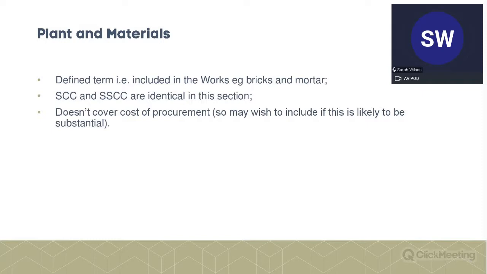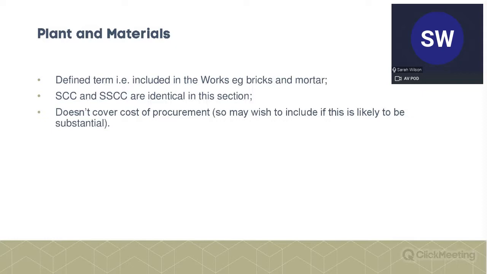So item 3 on the schedule of cost components and the shorter schedule, plant and materials. Again, it's a defined term in the contract, so it's basically materials that are included in the works. So distinguished from the equipment, which is to provide the work. So this is clearly the bricks and mortar, anything that's going to form part of the works. Schedule of cost components and the shorter schedule are identical in this section, so that's good.